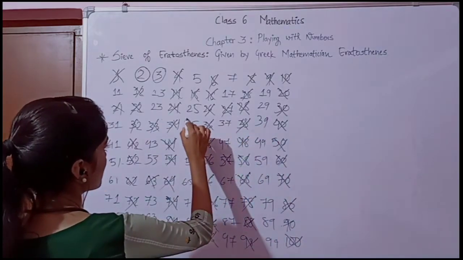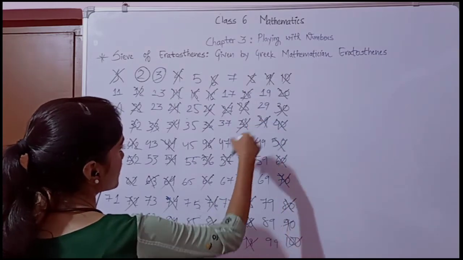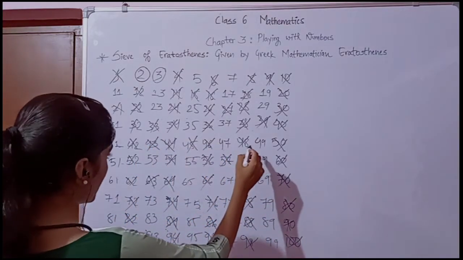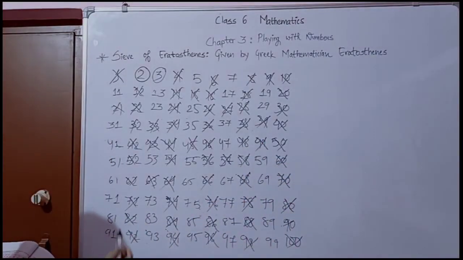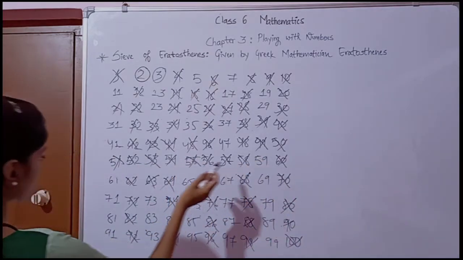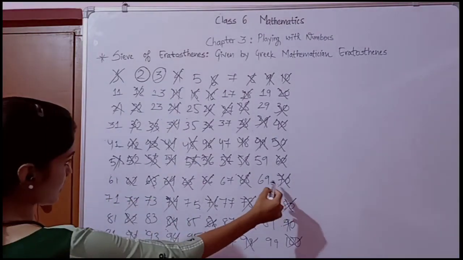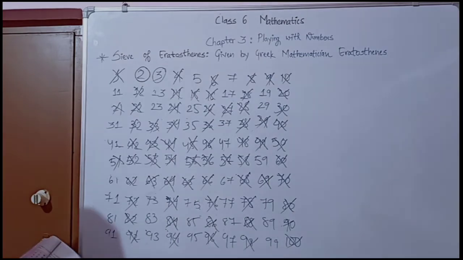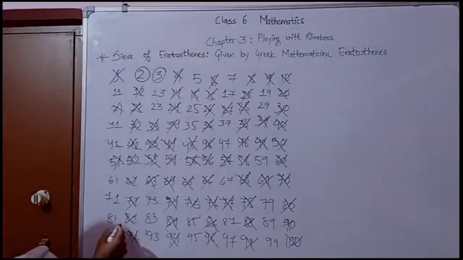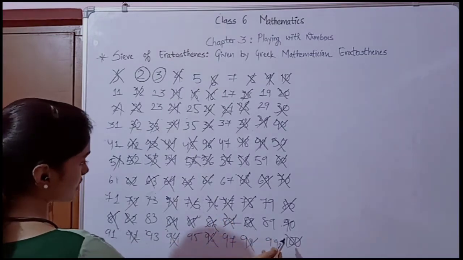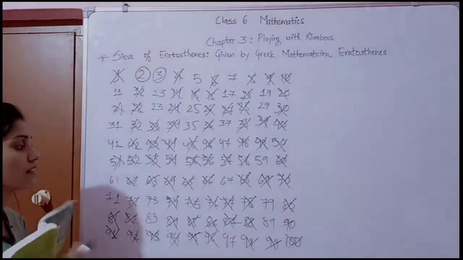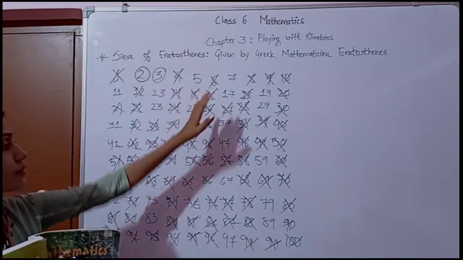Then 39, then 45, 51, 57, 63, 69, 75, 81, 87, 93, 99, skipping the numbers that are not multiples of 3. So these are the multiples of 3. So now this many numbers are left.